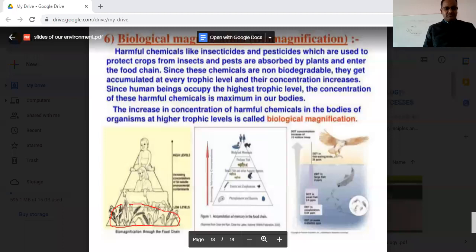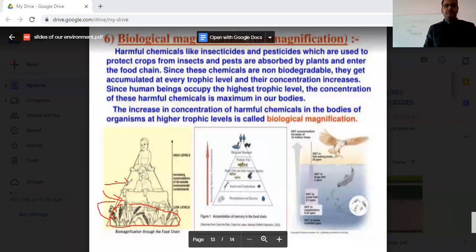Now, when these producers are eaten by the primary consumer, the concentration of the chemical in that organism increases, because in the previous trophic level, that chemical was not broken down, or we can say not absorbed in the body. Okay, now when this primary consumer is eaten by the secondary consumer, the concentration of the chemical is going to increase more.